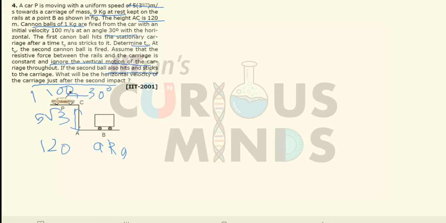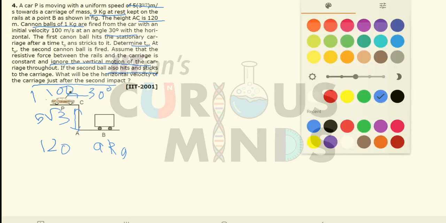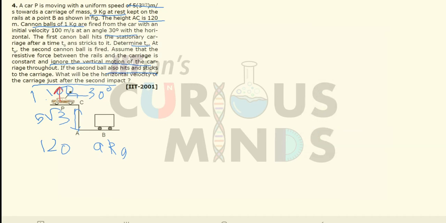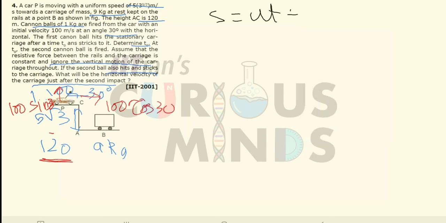First of all, look here. When I consider the cannonball, it is fired at an angle of 30 degrees with a velocity u. Its velocity in the vertical direction will be 100 sin 30, and in the horizontal direction it is 100 cos 30. In order to trace this displacement of 120, we will use the kinematic equation S = ut + ½at².